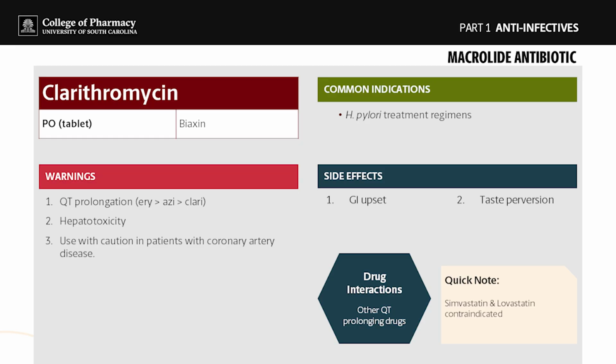pylori treatment regimens. It's used in combination with other drugs a lot of times to treat H. pylori. And its side effects would be, again, GI upset and taste perversion. Important to tell your patients. And look over there. We have warnings of QT prolongation, hepatotoxicity, and also we're told to use with caution in patients with coronary artery disease.